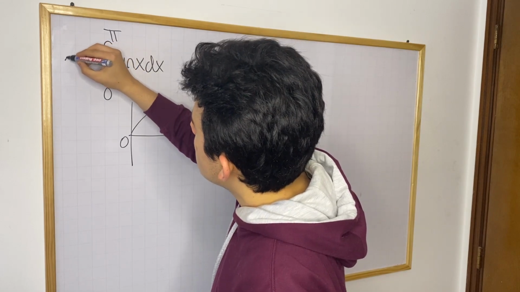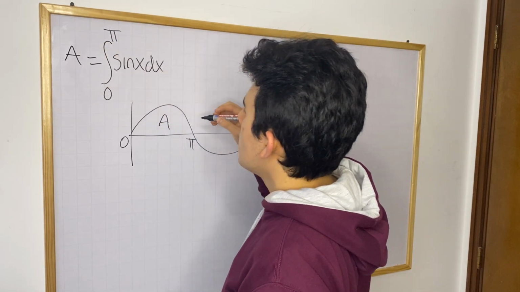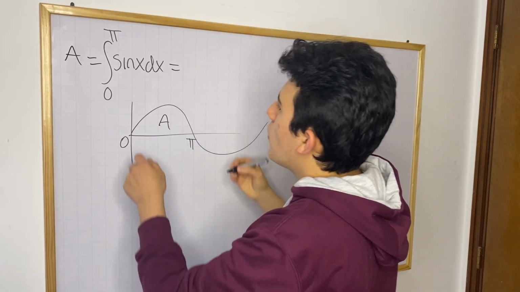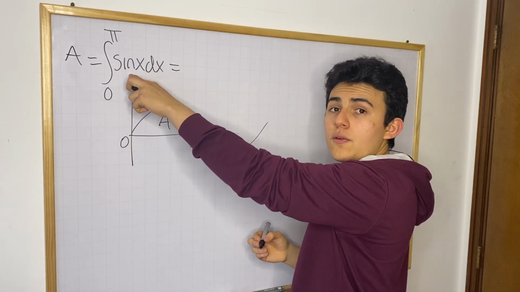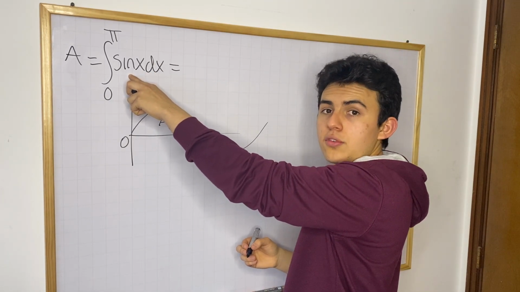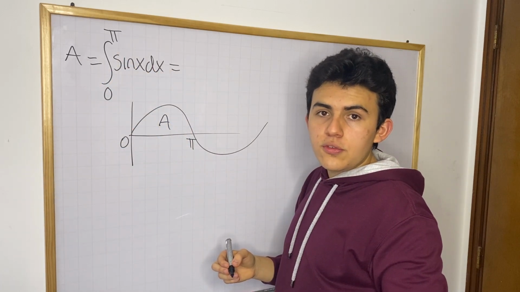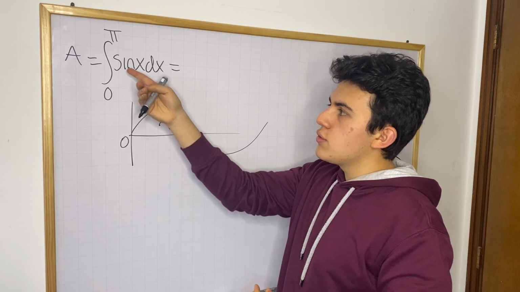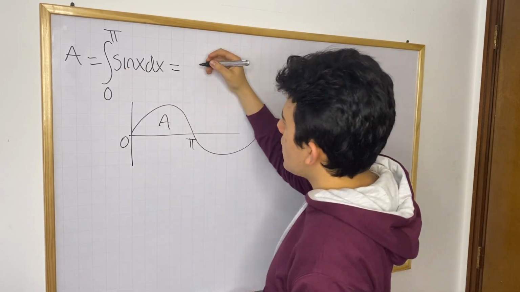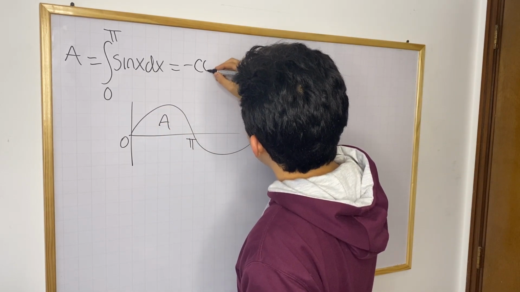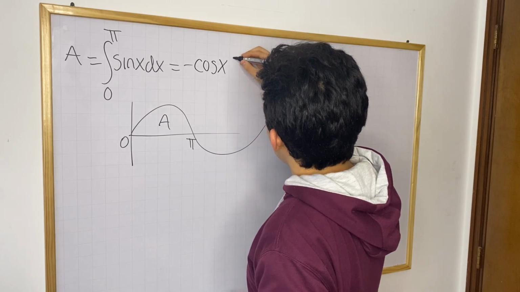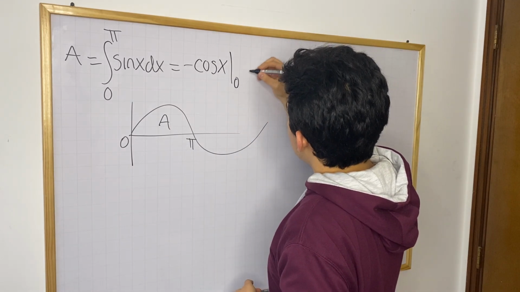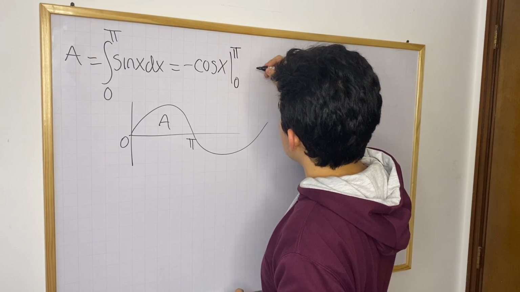So I'm going to say here, A is equal to this. Let's see what we got. What is the antiderivative of sine? Well, we know that it's going to be minus cosine, because the derivative of cosine is minus sine, and you need another minus to get rid of the first minus. So this is going to be minus cosine of x, and we want to evaluate this function at 0 and at pi.